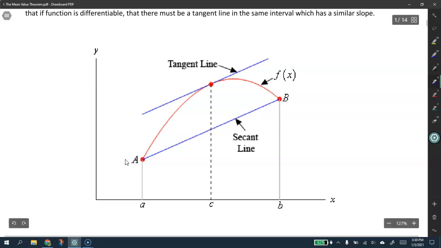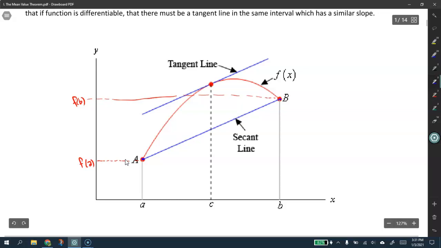Let's suppose that we began by making a curve, and you can see that curve in red. Notice that curve is going through the point a. Call this over here the function at a. And then notice there is another point on the curve over here, and you can call that the function at b. And so if you were to make a line between a and b, right?